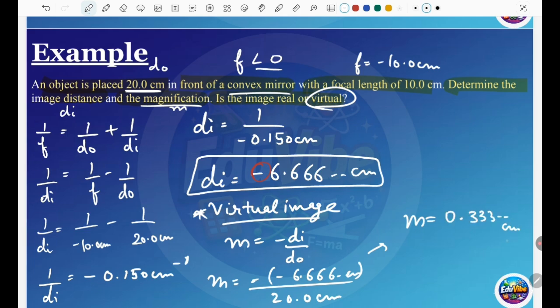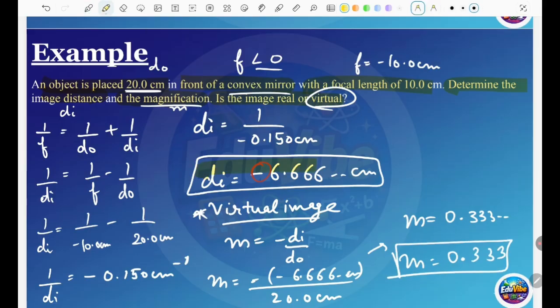0.333. Note that I didn't tell you the magnification has any units. Magnification is a unitless quantity. So your magnification is about 0.333. So this is your di, this is a virtual image, and this is your magnification.